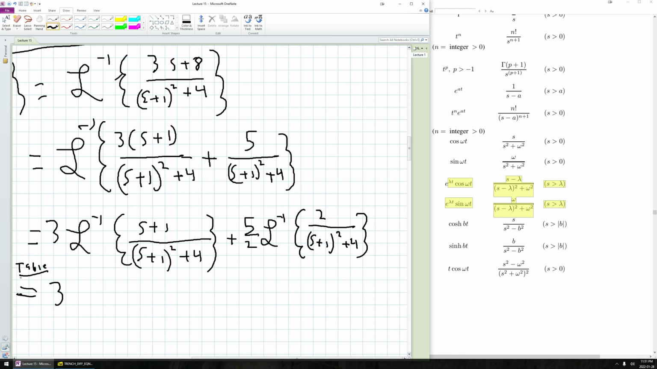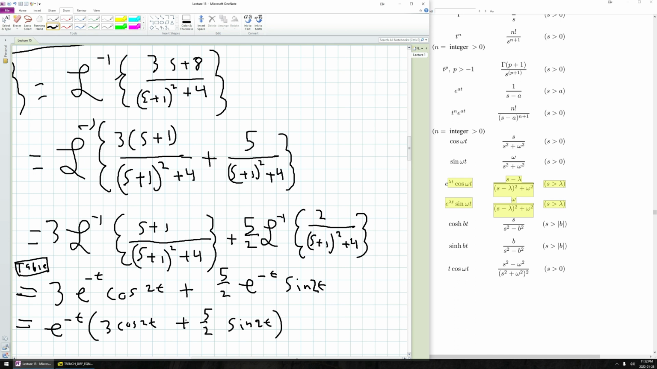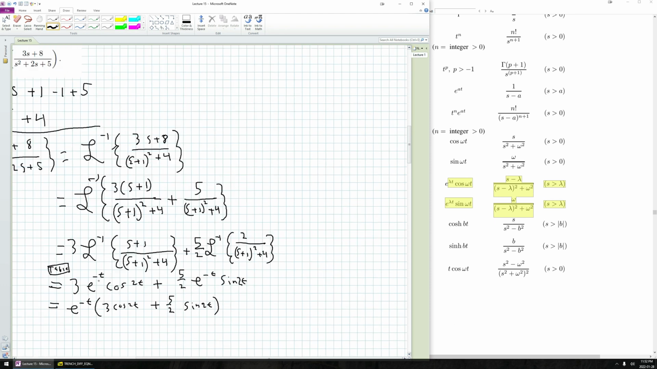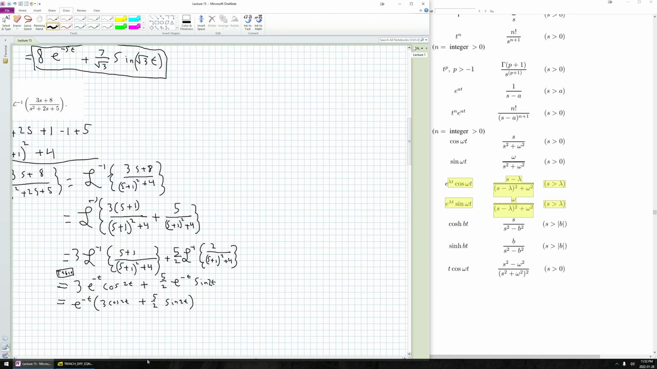So here I'll put a table. Okay, so from here, if I take this thing here, this would simply give me an e to the negative t times a cosine of 2t. And on the other side, I have my 5/2. So here, my omega was 2 and my lambda is -1, so I simply get this term here. And of course, I can simplify this if I want. Isn't that so much easier than learning complex analysis just to do these integrals? Okay, so that's one example there.